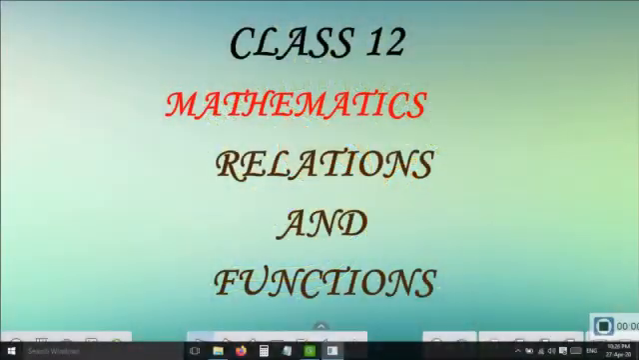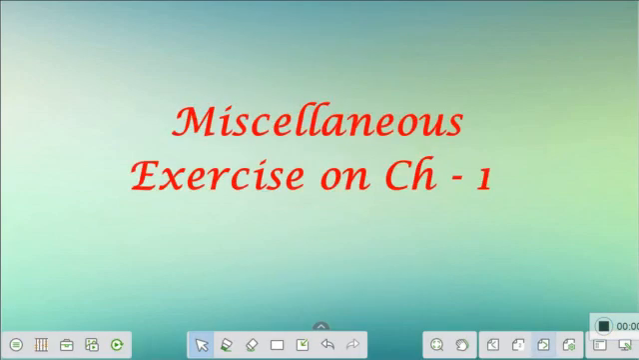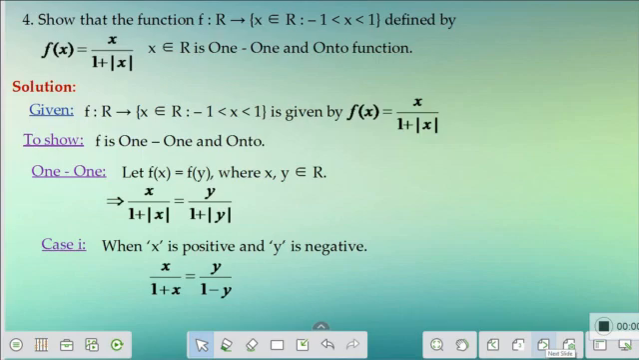Hello everyone, welcome to the next session on relations and functions of class 12 mathematics. In this session, we'll solve a few more problems from the miscellaneous exercise. Here is the fourth problem.